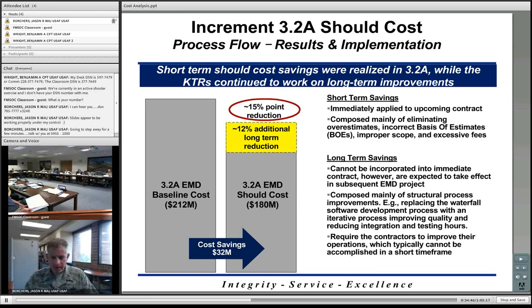In the short term, the savings mainly came from a number of things to include maybe some overestimations that originally happened, so they went through and cleaned up some of those.